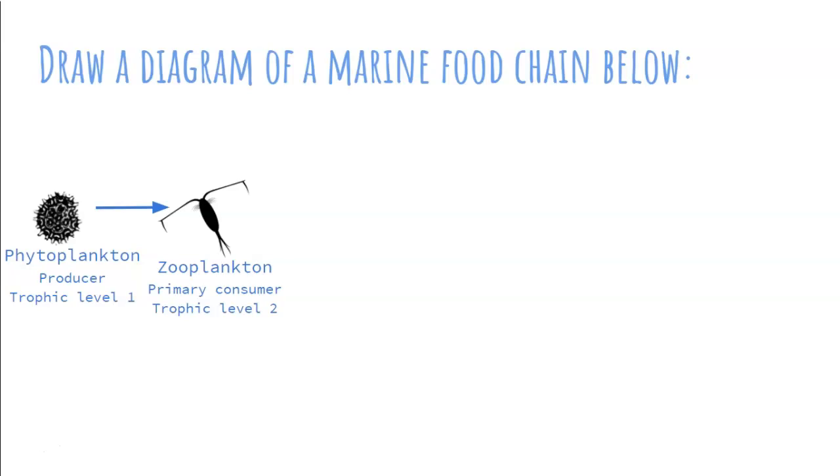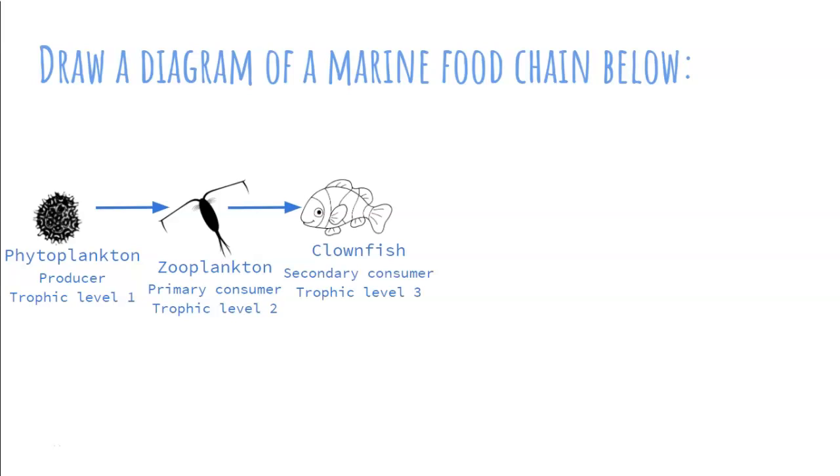Now this phytoplankton produces energy that gets passed to zooplankton, which is our primary consumer, or trophic level 2. Now again, plankton are extremely small. Think of Plankton from SpongeBob. He's the smallest character on there. Plankton is very, very, very small. Now let's pretend a clownfish eats that. We're looking at our secondary consumer, or trophic level 3.